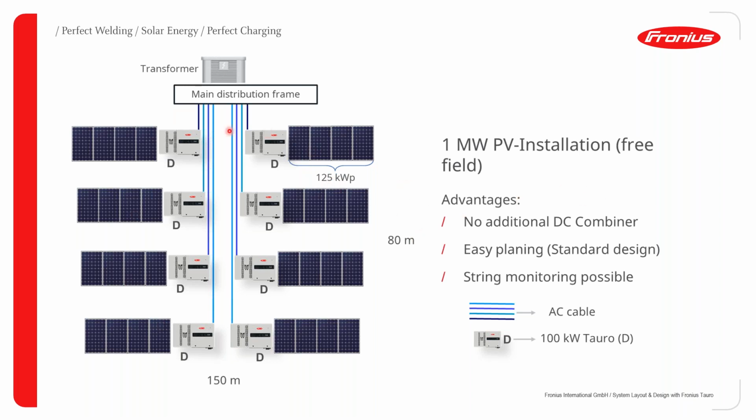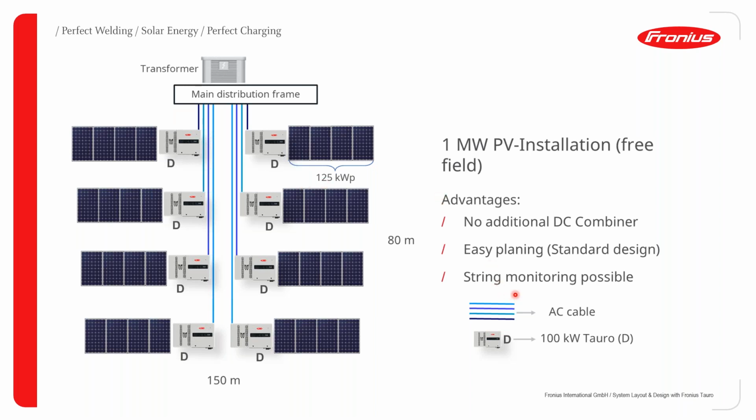What are the advantages of going with this sort of a setup? You don't need any additional DC combiner boxes. The reason for that is that your PV panels are connected directly to the Tauro inverter itself. The second reason is that it's easy planning. It's a standard design. It comes integrated. So these Tauro inverters come with the option for integrated string fuses and also come with the option for integrated SPDs on the DC and AC side.